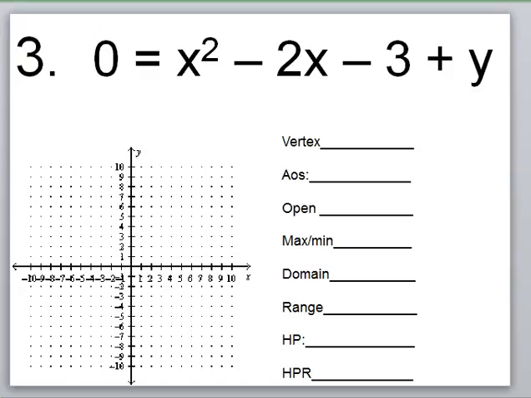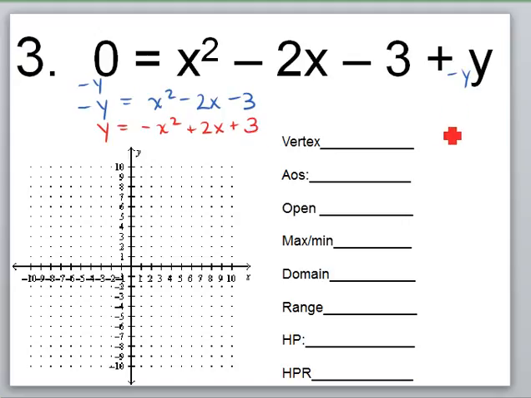Okay, and this next problem is definitely not in the correct order. Probably the easiest thing to do is to go ahead and subtract the y and bring the y over, so we get negative y equals x squared minus 2x minus 3. But we don't want a negative y, so we'll divide everything by a negative 1, which gives me a negative x squared, a positive 2x, and a positive 3.